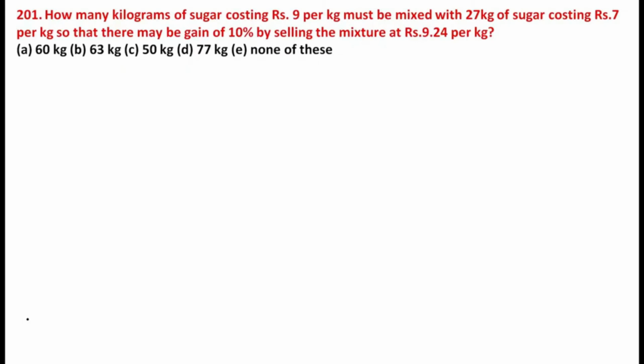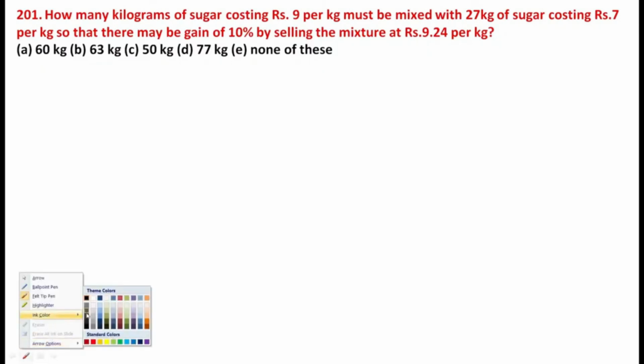This question is related to allegation mixtures. If you know the concept of allegation mixtures, we can solve this question. But along with it, you must know the concept of profit and loss. How many kilograms of sugar costing 9 per kg must be mixed with 20 kg of sugar costing 7 per kg, so that they may gain 10 percent while selling the mixture at 9.24, meaning 9 rupees 24 paisa per kg?